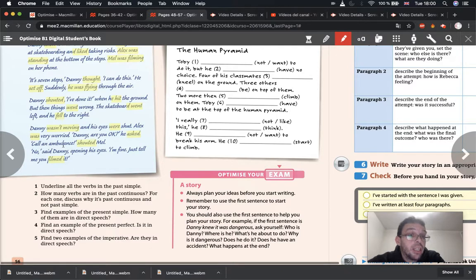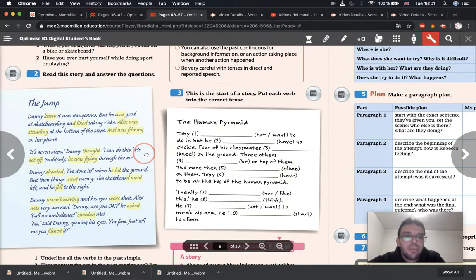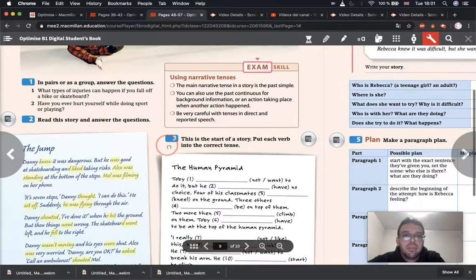So like here, "Call an ambulance." And it said, "Just tell me you filmed it." So imperative, when you're just telling somebody to do something. So when you write your story, you can use direct speech with imperative or with present simple, as it's at the actual time of the story. Good. So these are some examples of the grammar that we use when telling a story.